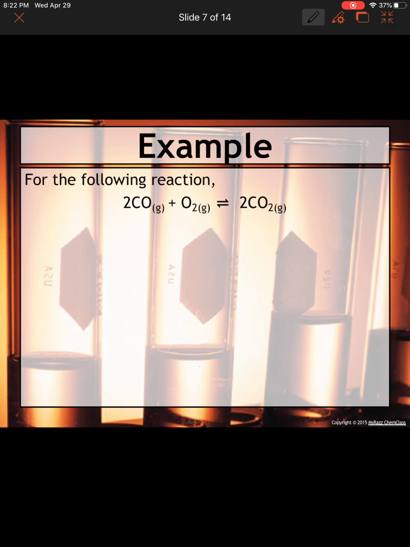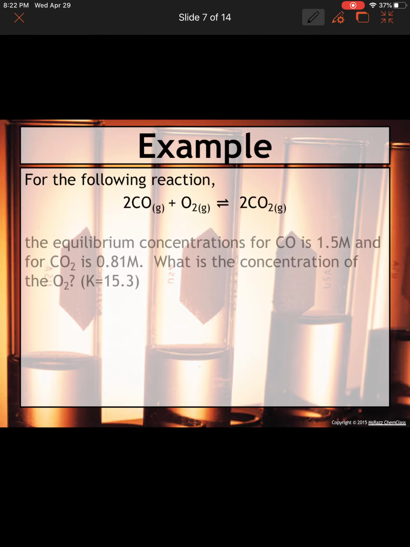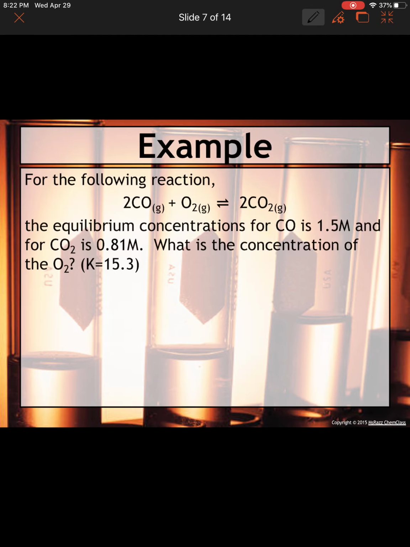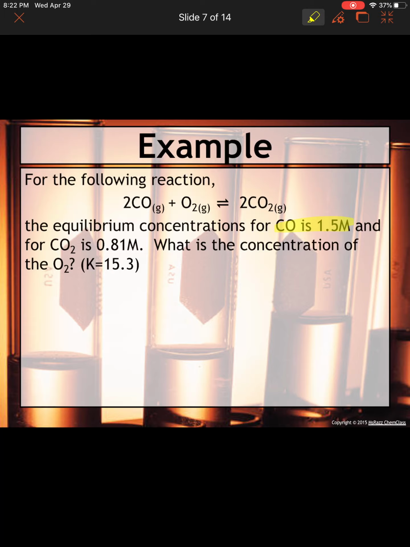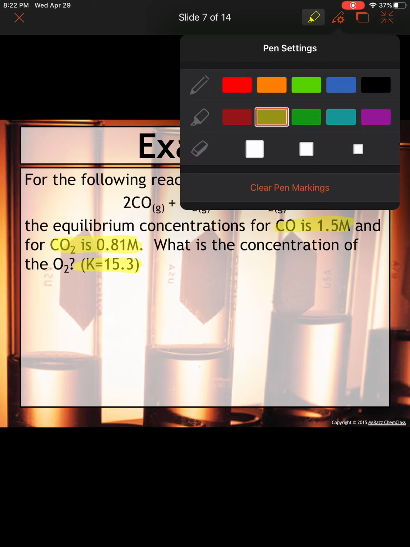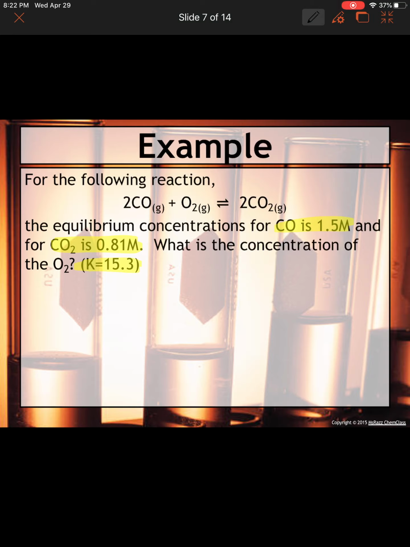Okay, so let's go over an example. It says the equilibrium concentration for CO is 1.5 molar, and for CO2 is 0.81 molar. What is the concentration of the O2 given a K value of 15.3? Okay, so we are solving for an unknown concentration. We don't know what O2 is.